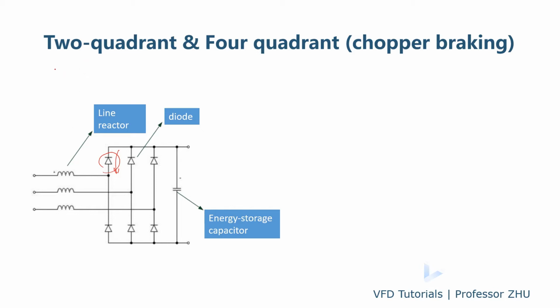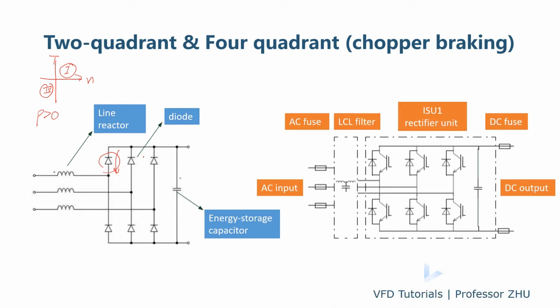So this drive can only run in two quadrants. As we talked about before with speed and torque, only quadrants 1 and 3, where the power is always positive. So this drive is only two quadrant, with no regeneration function. If we want the drive to run in the full quadrant with power regeneration, we need to use this kind of topology.